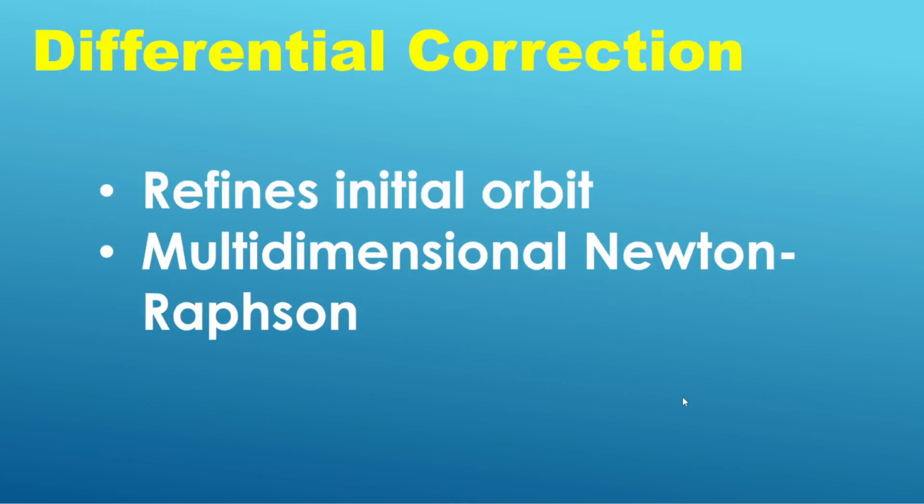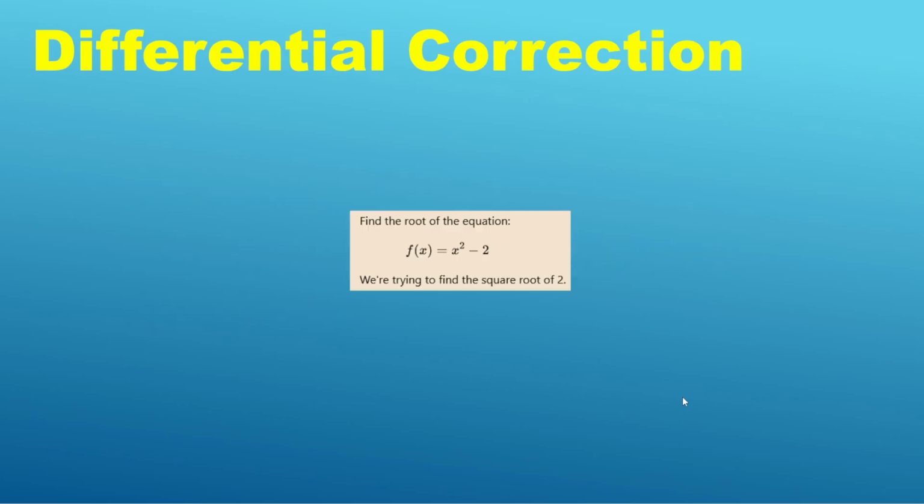So once you have those additional observations, then you can make use of the technique known as differential correction, which again allows you to refine that initial orbit. And you can think of differential correction as a multi-dimensional Newton-Raphson approach to solving the problem. So what is Newton-Raphson? Well, a common example given is that you can use it to find the square root of 2, for example. So if you have x squared is equal to 2, then you can rearrange that equation to x squared minus 2. And again, the goal here is to find the root of the equation. So if you have x squared minus 2 is equal to 0, that's the idea. You want to find out what x is.